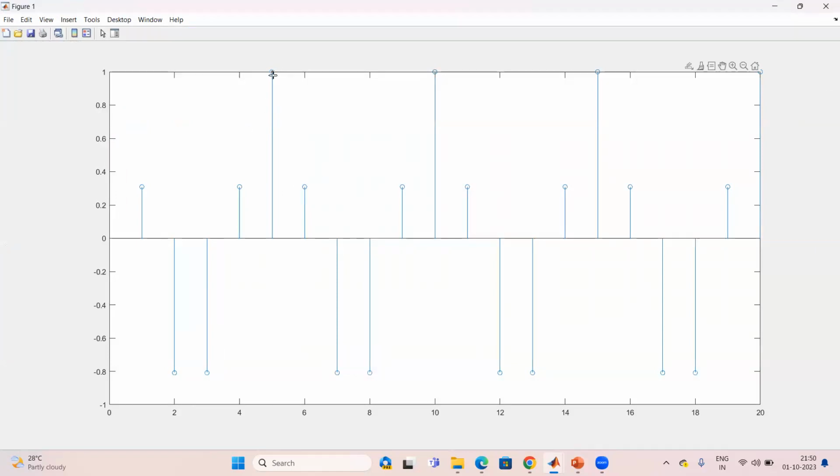For this sample, the value is 1. Again you can count 1, 2, 3, 4, 5. This is the fifth sample, and again the same sample is repeating. So here we can easily see its periodicity. It is a periodic signal with a periodicity of 5 samples, and we have plotted a total of 20 samples.